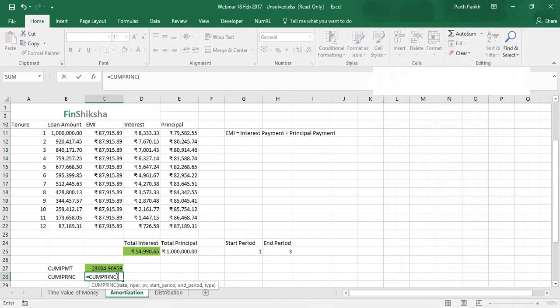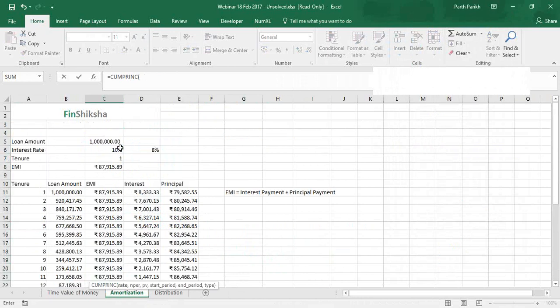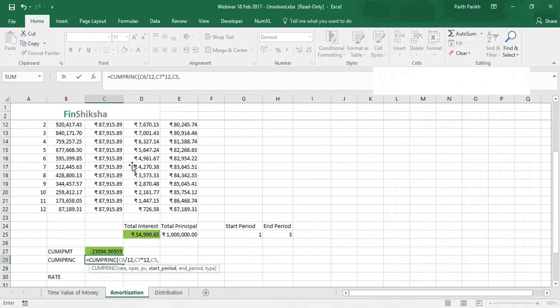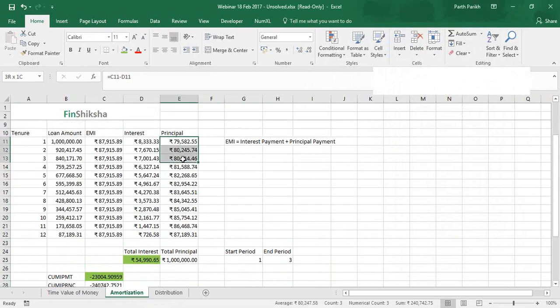Rate, which is my 10% divided by 12. Number of years, which is 1 multiplied by 12. My present value is this. My start period is this, and the end period. And my type is 0 because I'll pay at the end of the period. It says for the first 3 months I have paid total principal of 2.40 lakh, 742, which is the same figure over here.